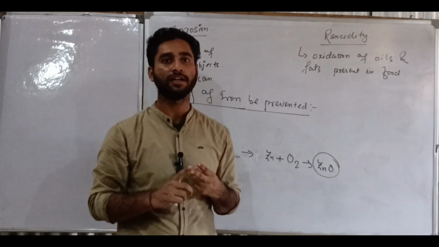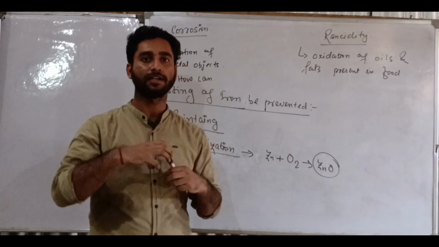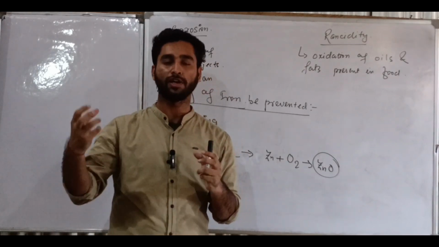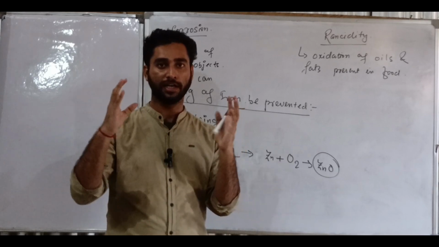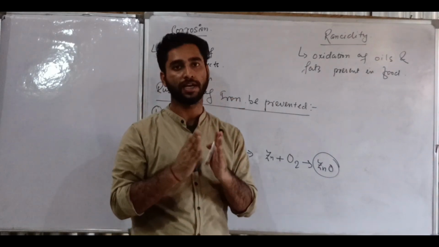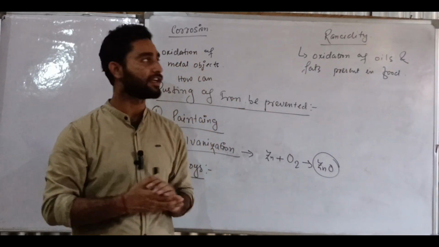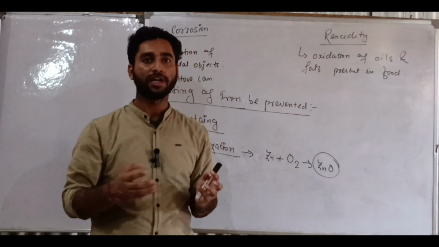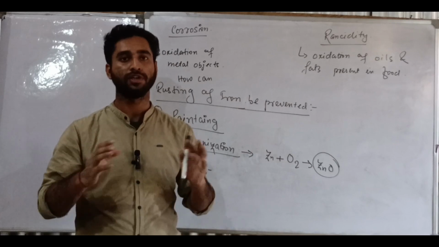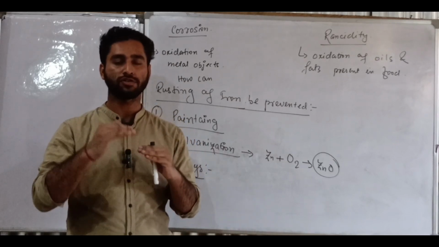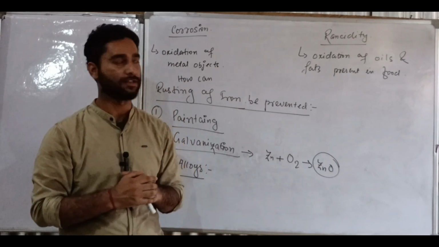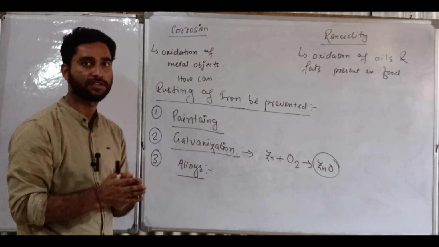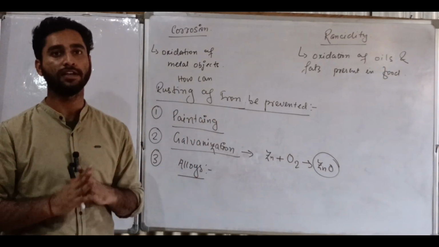Then the second method is that we can keep the food items in an airtight container. If we keep the food items in an airtight container, then air will not be able to enter or come in contact with the food items. As a result, our food items will stay fresh. Then we can keep the food items in a refrigerator, which also slows down the process of rancidity. So these are the two processes. Once we know these processes, we can easily solve question number 18, 19 and 20.